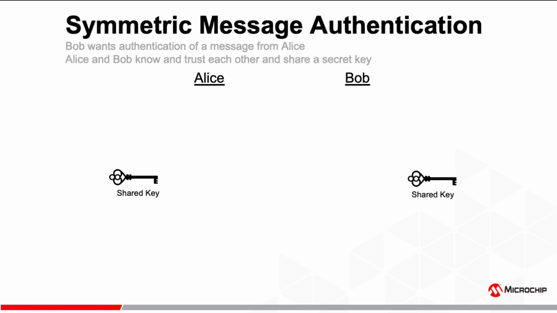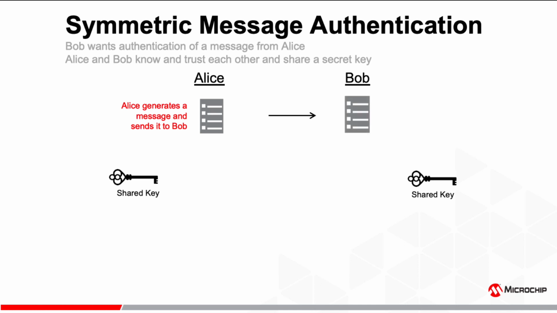A message came from Alice, and Alice and Bob know and trust each other and share the same key. So Alice and Bob both start off in the same situation as before. They have a shared key between them, or copies of the same key, I should say. Alice generates a message and sends it to Bob. Bob stores it on the side. He's not going to use it right away. He's not sure it's genuine.